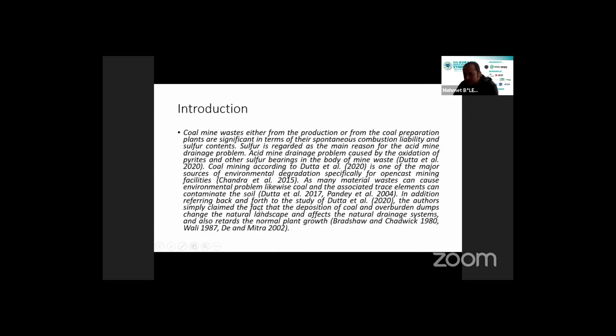In addition, referring back to the study of Dutta, the authors claimed that the position of coal and overburden dumps changes the natural landscape, affects the natural drainage system, and also retards normal plant growth.